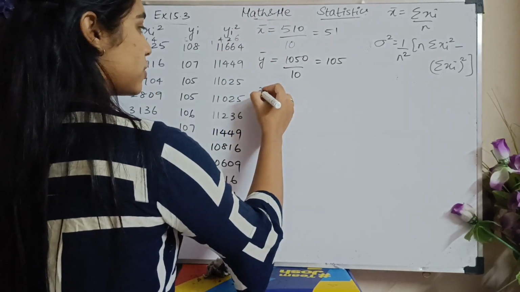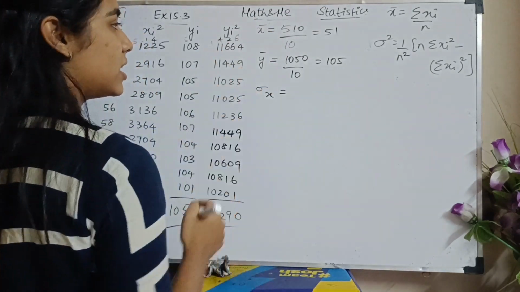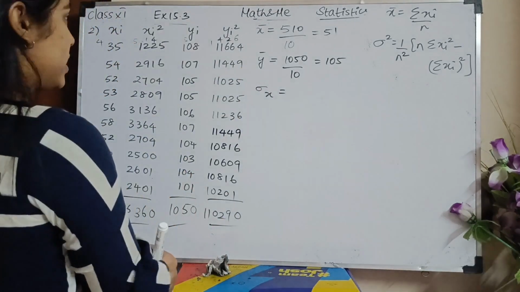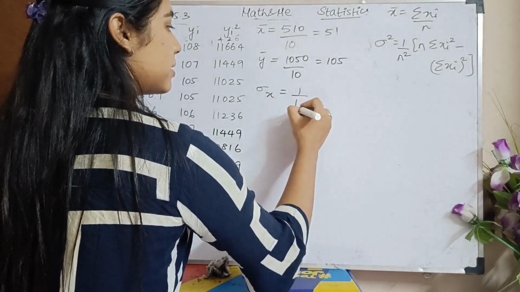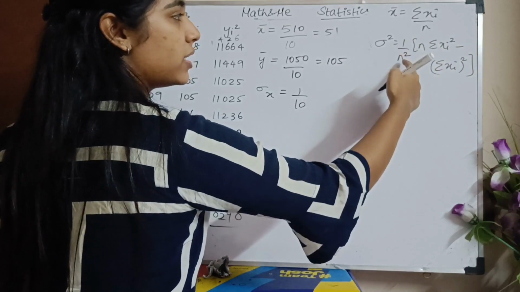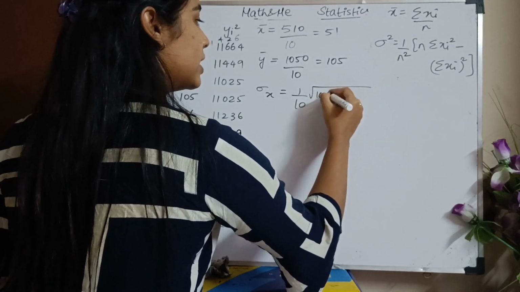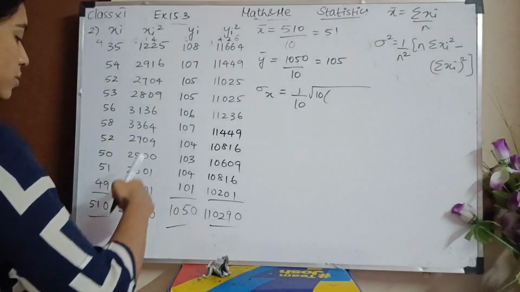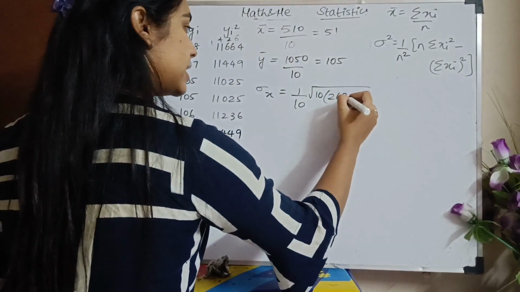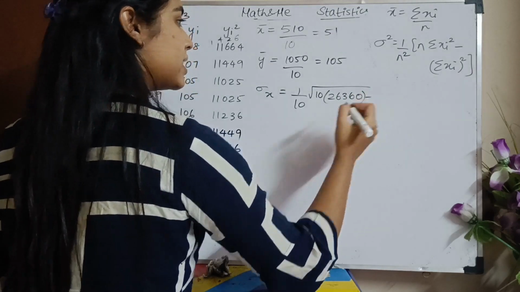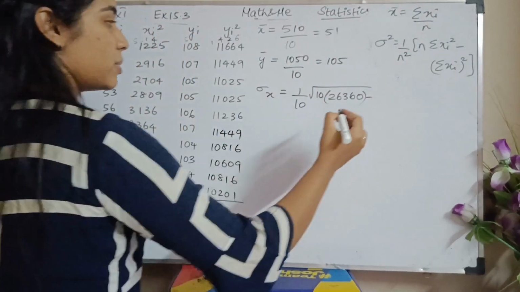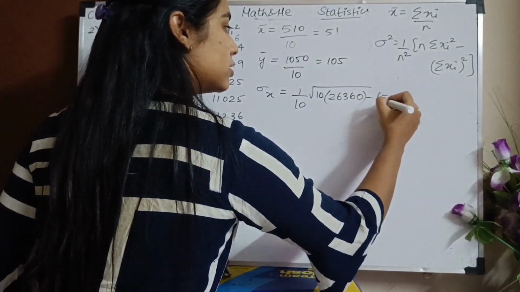Now variance 1. So the standard deviation of this will be 1 divided by n, which is 1 divided by 10. I am finding the square root. So it will be 1 divided by n, the square root of this. So it will be square root of 10 into sigma xi square, which will be 26360 minus sigma xi the whole square, which will be 510 the whole square.